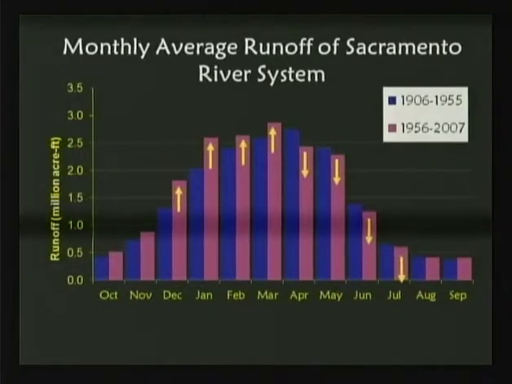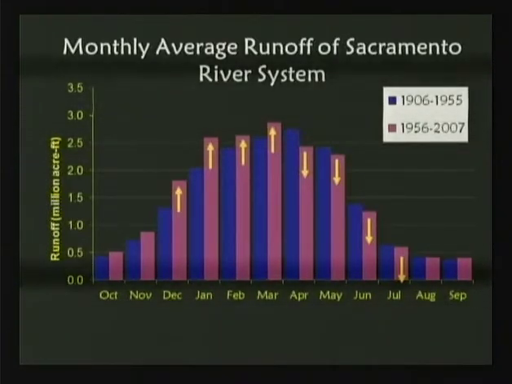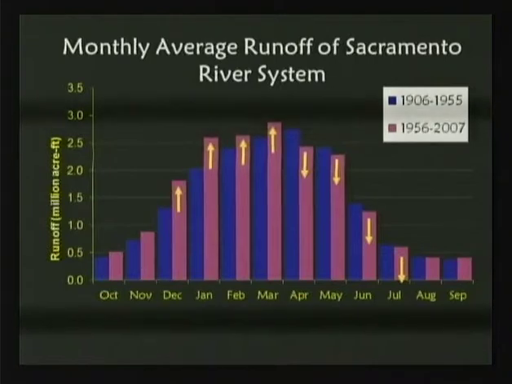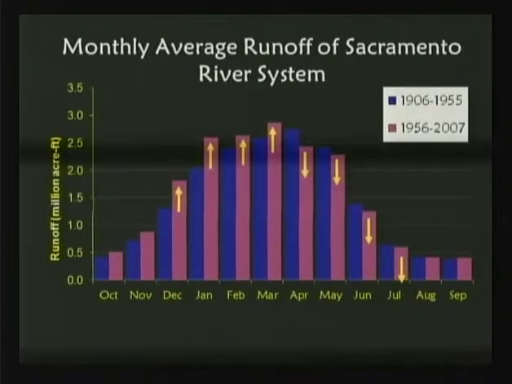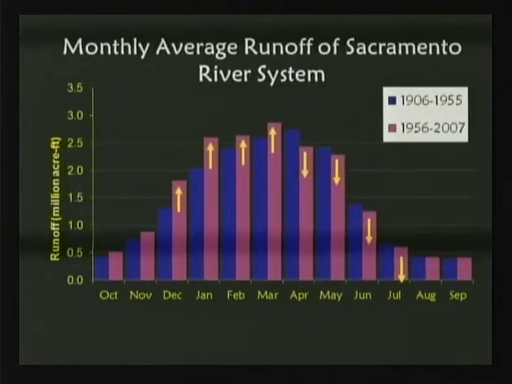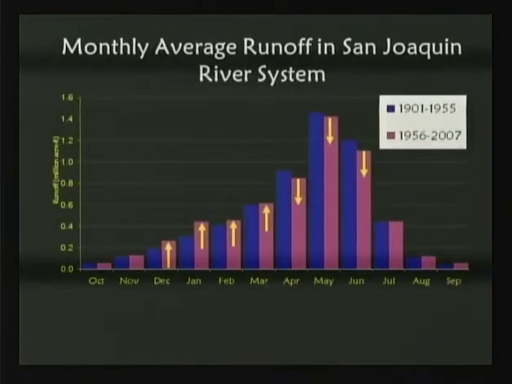So this is just another way to look at this. This is a hydrograph of the Sacramento runoff from the Sacramento River Basin, and the blue bars are pre-1955. The purple bars are post-1955, and you can see that in the winter months, October through March, that runoff is actually going up. We're getting more and more of the runoff coming during winter and less coming during spring and summer, when we really would like it to be coming through. And the exact same thing is happening in the San Joaquin River system.